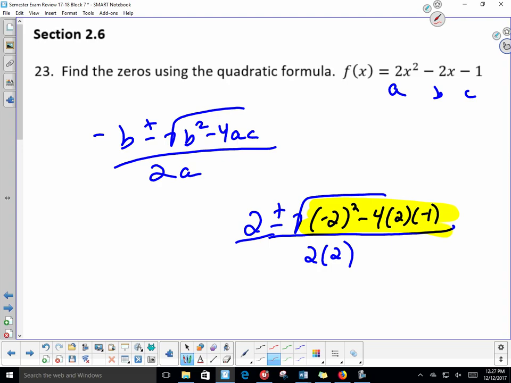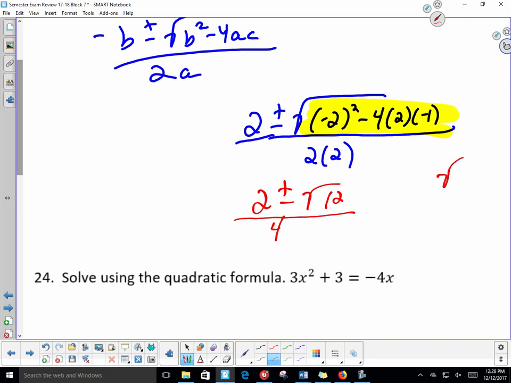Ben? It's 12. You should get 12. So I'm going to have 2 plus or minus the square root of 12 all over 4. Again, I cannot simplify by 2 here either because that 12 is still underneath the radical. But I can simplify the square root of 12.